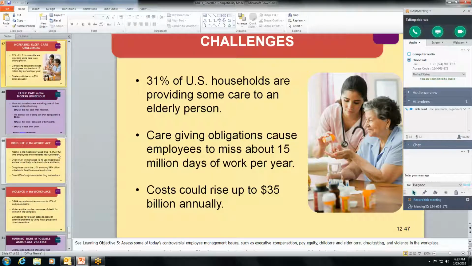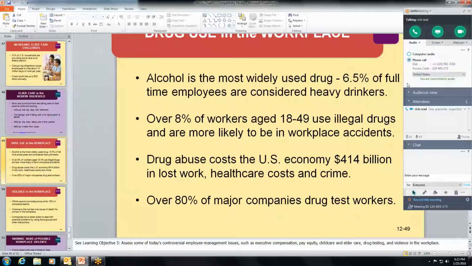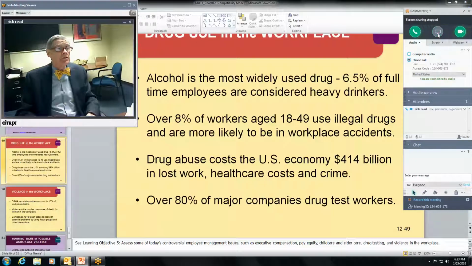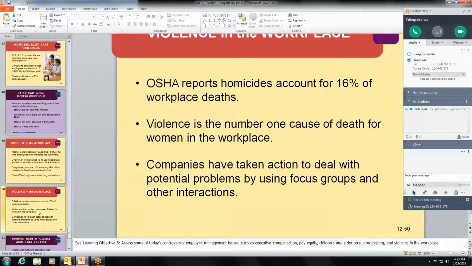Alcohol and drugs in the workplace. Alcohol is a drug. It's not regulated, but it is a drug. Notice the number of people who use alcohol or drugs in the workplace. Look at what it costs the economy, over $400 billion a year. And that's the reason we find people being tested. Violence in the workplace is also a big issue, and something that we have to be careful of.